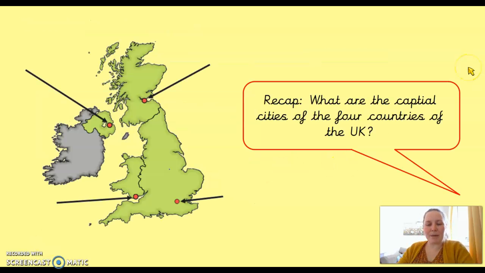Let's see if we can remember the capital cities of our 4 countries. So hopefully by now we have locked in our brains that the UK is made up of England, Wales, Scotland and just Northern Ireland, not the Republic of Ireland. Pause there and see if you can remember those capital city names.